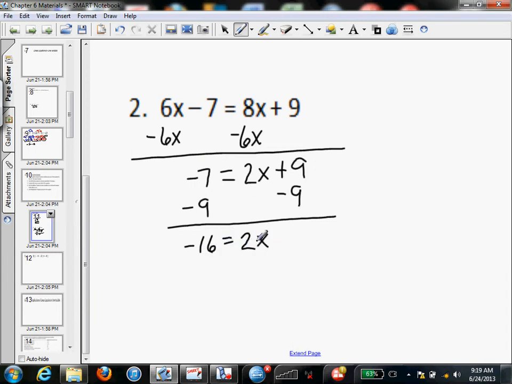Bring down the 2x. Finally, to get x by itself, we have to do the opposite of what's going on. The 2 and the x are being multiplied, so we have to do the opposite of that, which is division. So we have to divide by 2 on both sides. That's going to leave you with negative 16 divided by 2, or negative 8 equals x.